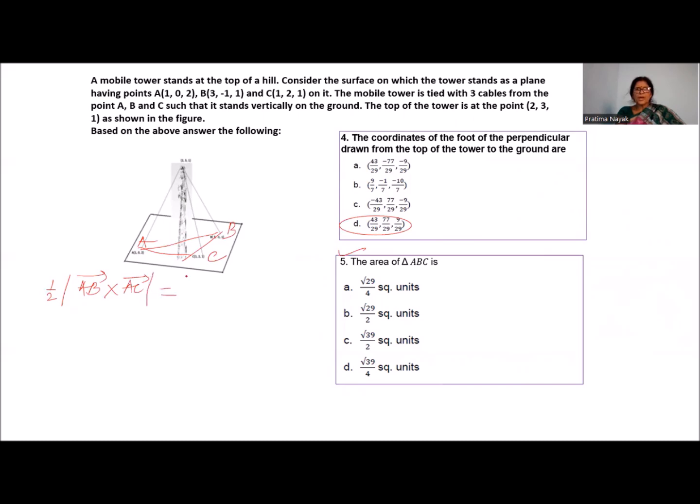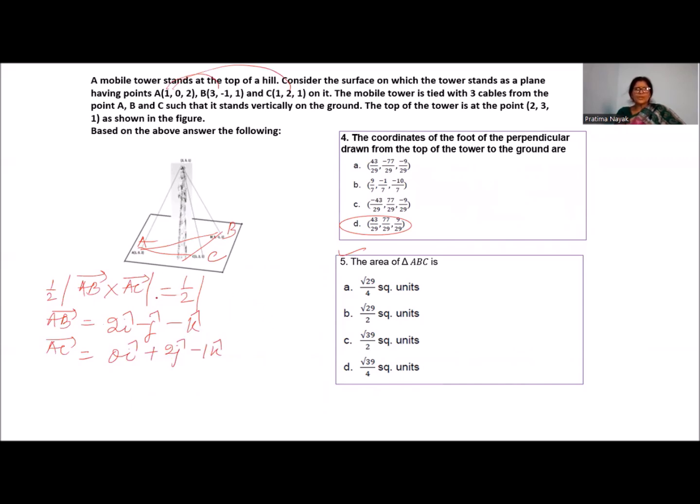So now half, what is AB vector? AB vector is B minus A. So AB is equal to 3 minus 1, 2i cap minus j cap plus minus k cap. And what is AC vector? AC will be C minus A. C minus A means 1 minus 1, 0i plus 2j plus minus 1k.